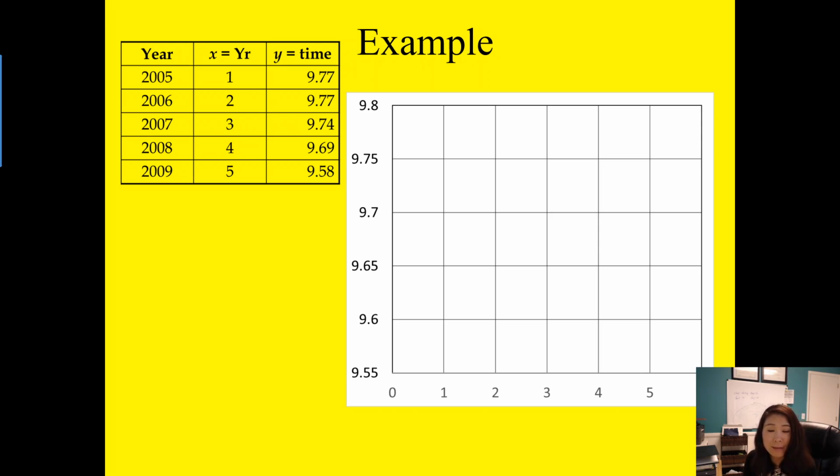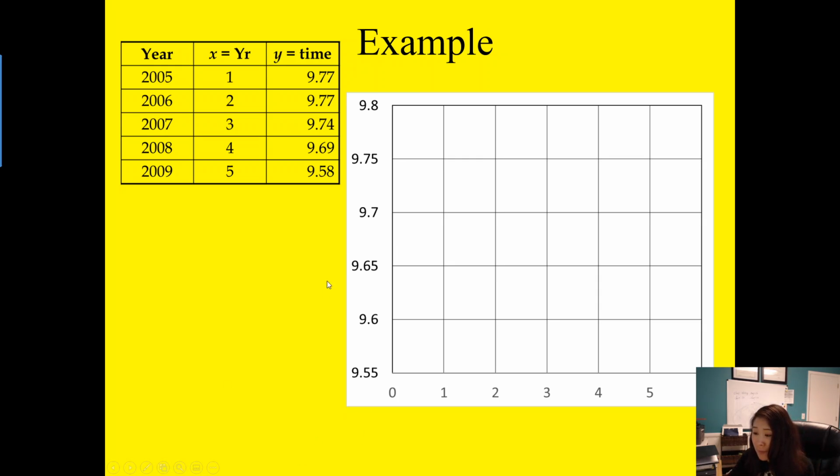First, let's look at our raw data. As I said, we are using 1 through 5 to represent 2005 to 2009, so you can see the second column in the table is the year X, and Y is the time to break the record. Why are we thinking to use the second order polynomial regression model? The reason is what we see after we generate the scatter plot.